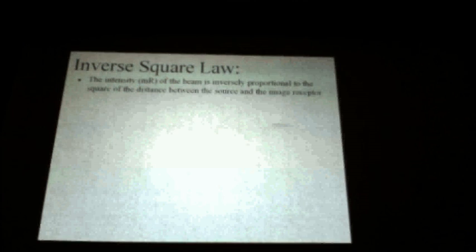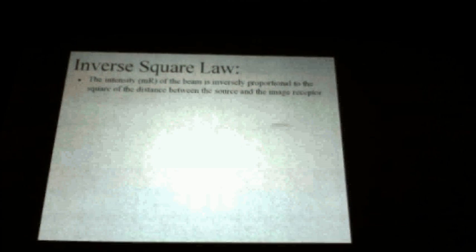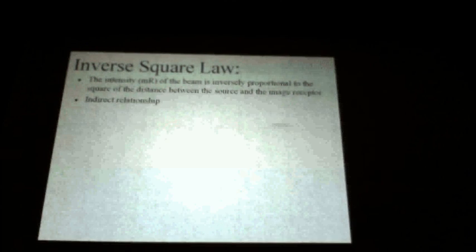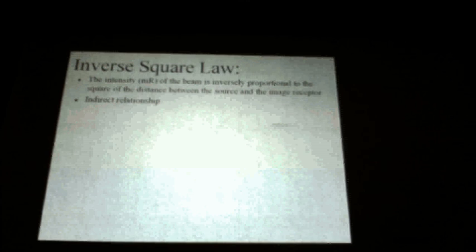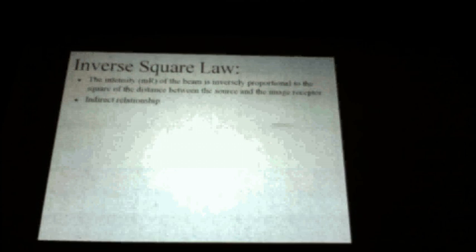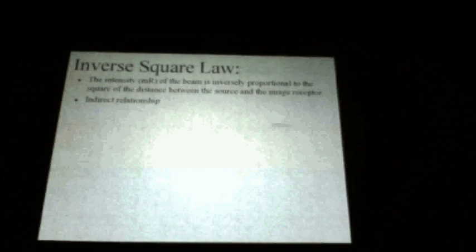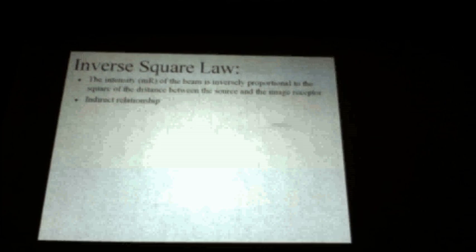Okay. So now what we need to do is take this formula and these words and convert it to a formula. And this is the formula right here. Well, let me see where I have the formula. Right there. This is an indirect relationship. The inverse square law is an indirect relationship. And I think that's probably a good thing to firmly entrench in your mind right now.